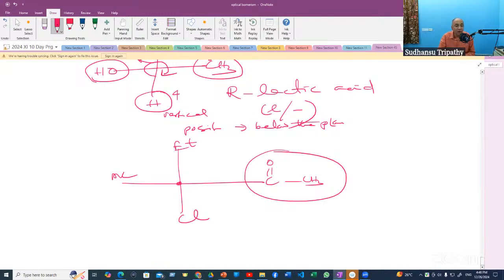Now, before assigning, you first make 1, 2, 3, 4.